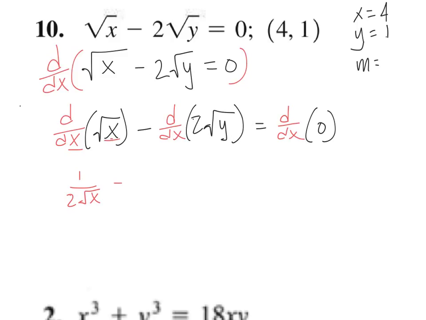Now I've got minus, and I'm going to do 2 times the derivative of the square root of y. I take the ordinary derivative, so 1 over 2 times the square root of y, but then I have to multiply by the derivative of my inside function, dy dx. And this is the chain rule. When the x and the y do not match, you have to take the normal derivative, and then multiply by dy dx. The derivative with respect to x of 0 is just going to give us 0.